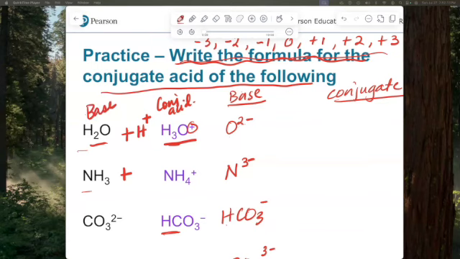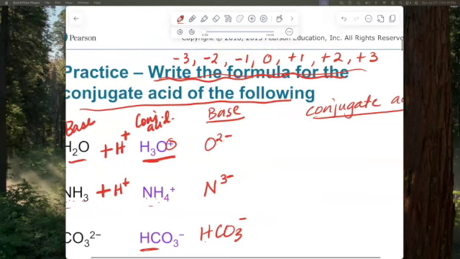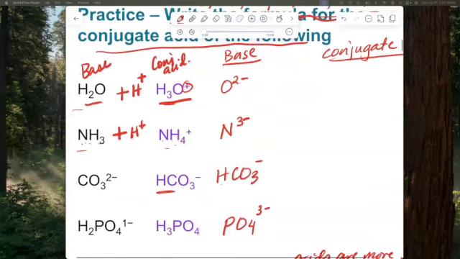The formula on the left was acting as a base. Bases accept protons, so you're adding a proton. Once again, you're adding H and a positive. So this goes from still having one N, but now it has an extra H, so NH4, and the positive. So it goes from 0 to positive because we're going from base to acid. Here it has no H. It ends up gaining one H and a positive.